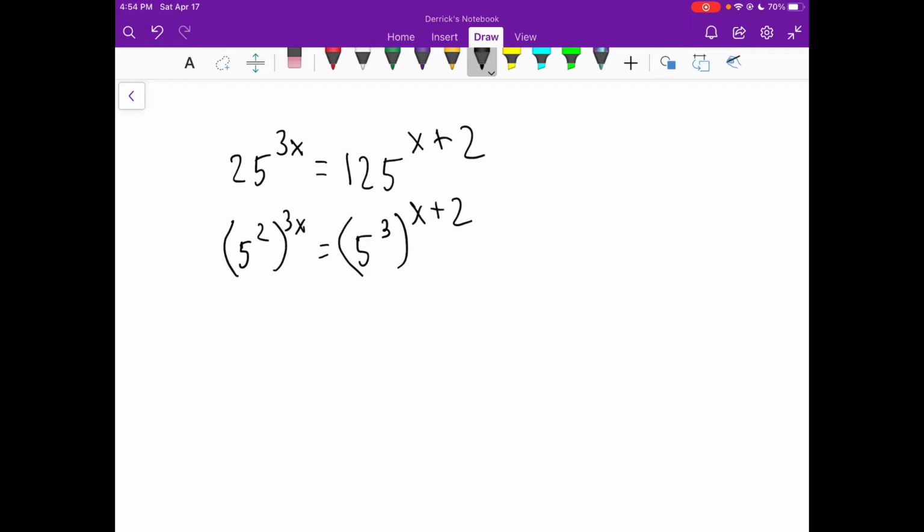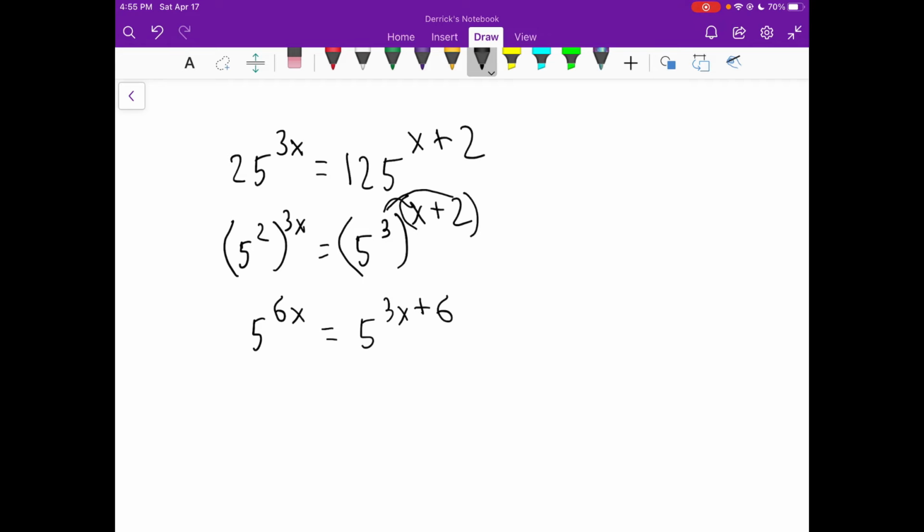The question then would be, we seem to have too many exponents here. We seem to have multiple exponents going to the same base. How do we combine those? Well, if you all remember from our properties of exponents video, when we have two exponents going to the same base, we are supposed to multiply those two exponents together. It's a power of a power. Meaning, this would be 5 to the 6x power, 2 times 3x. And this would be 5 to the 3x plus 6 power. Because remember, if we're taking 3 times the quantity x plus 2, that would be a distributive property.